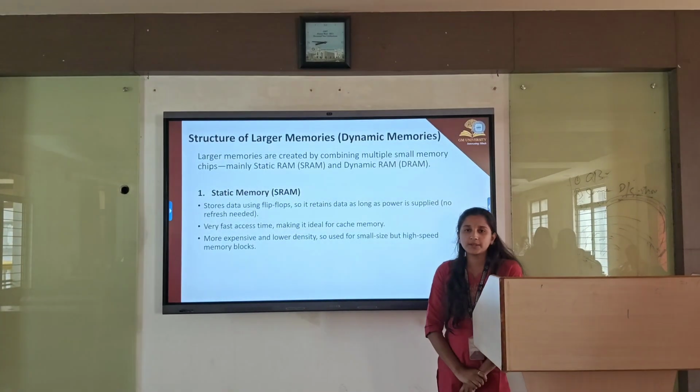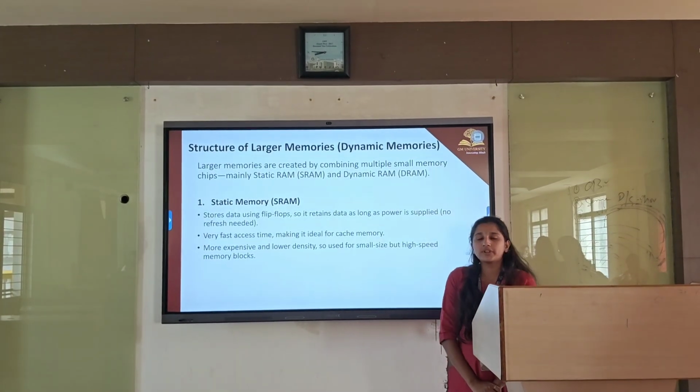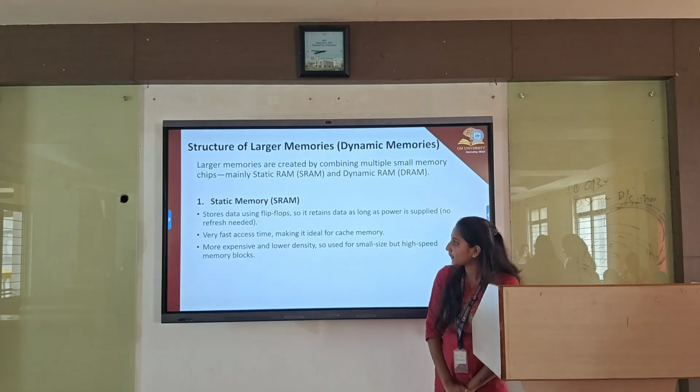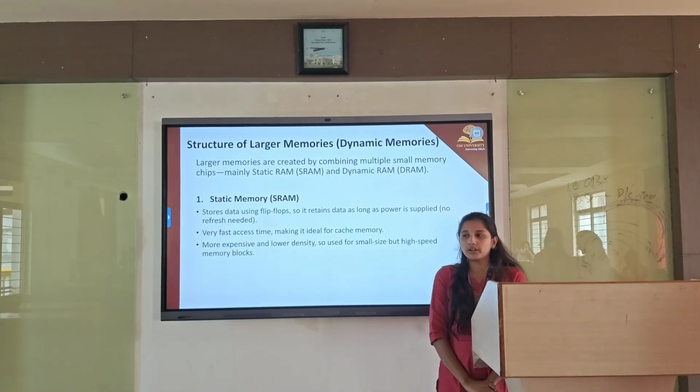There are two types: static RAM and dynamic RAM. Static RAM stores data using flip-flops, needs no refresh, has very fast access time, but is more expensive and has lower density.